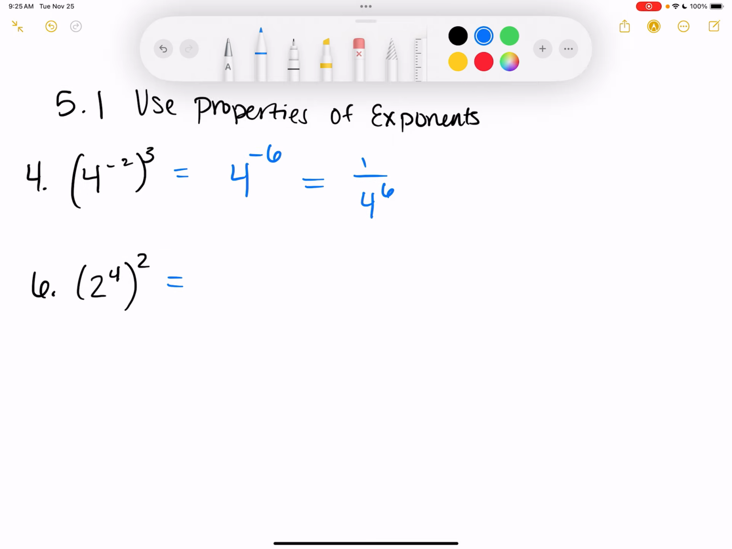Alright, 2 to the 4th, all squared. We multiply the exponent, so what do I get? 2 to the 8th. Good. Now, 2 to the 8th, you should be able to do that one.